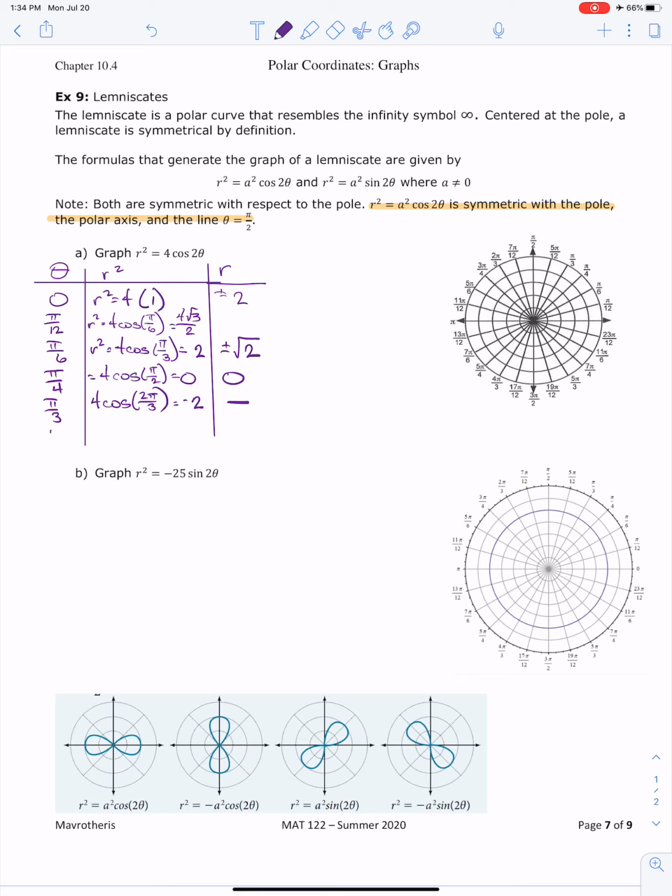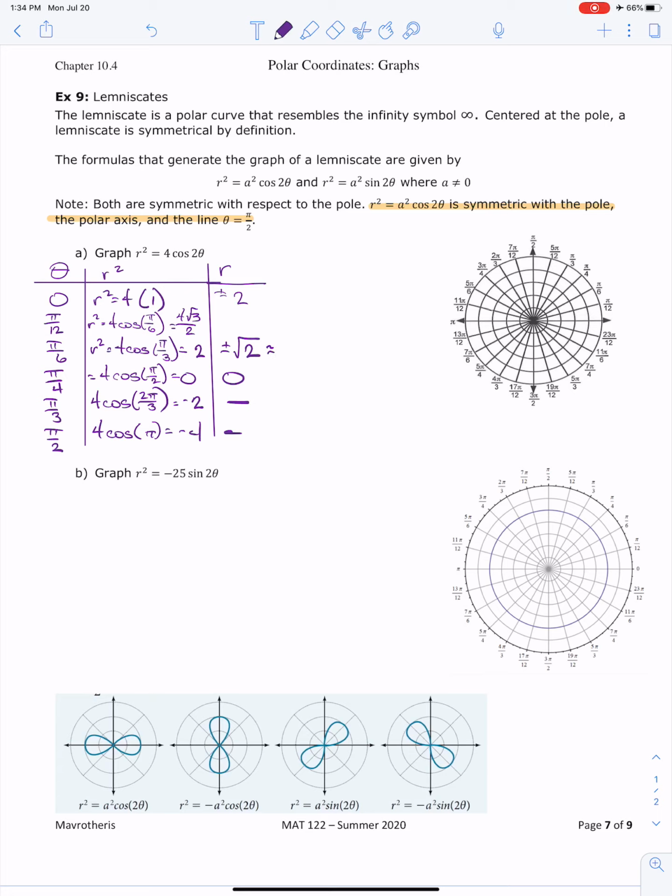And what can we do next? Pi over 2? So 4 times the cosine of pi, negative 4. I cannot take the square root of that either. So I've got stuff that's not looking incredibly pleasant.